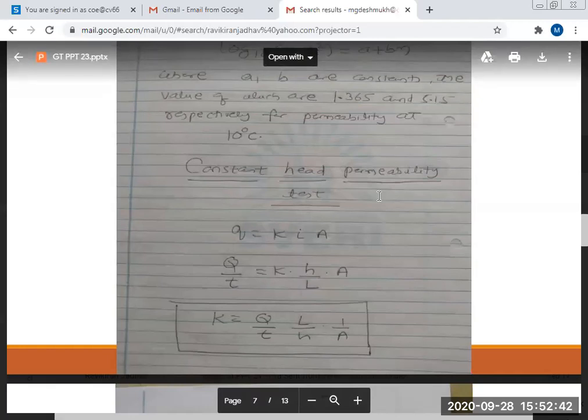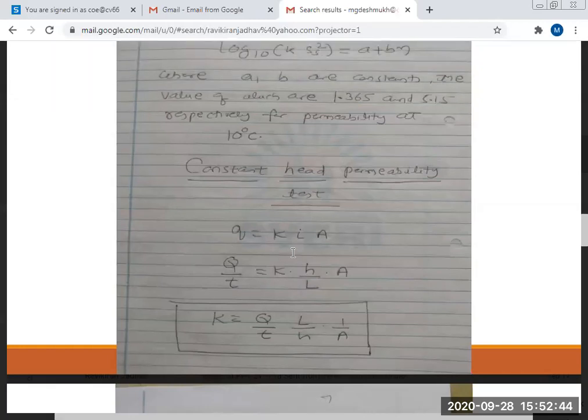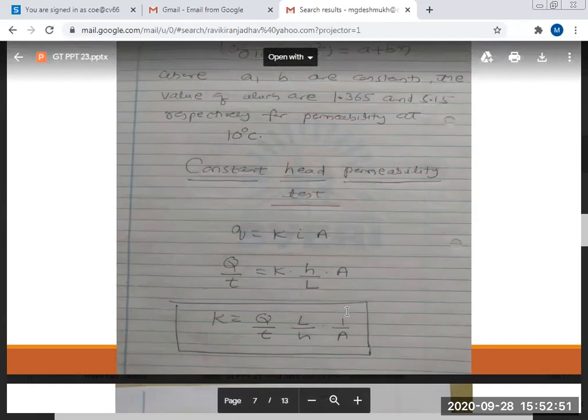Okay. So Q is equal to KiA, Q by t is equal to K h by L into A, K is equal to, this is the formula. So remember this formula. Problems are not many in this chapter. Only three types of problems are there.